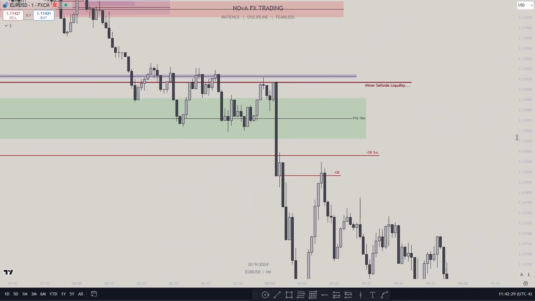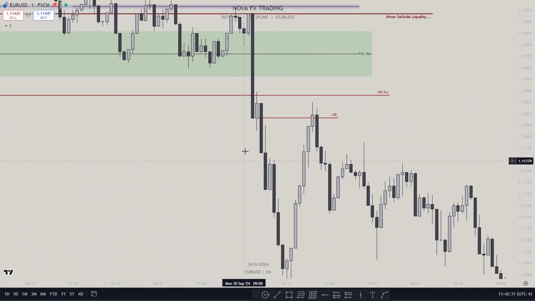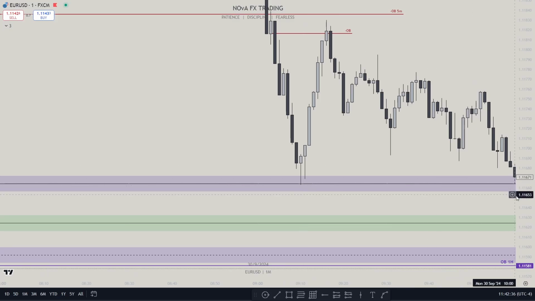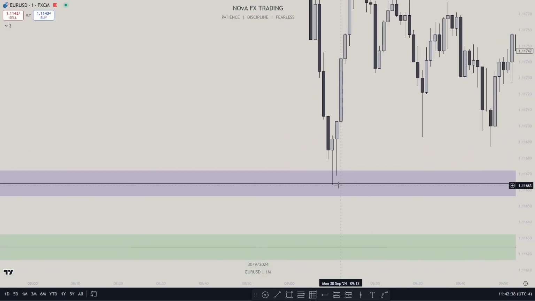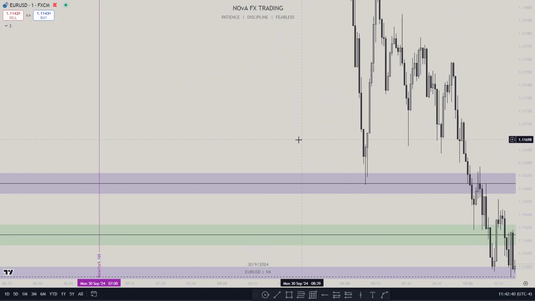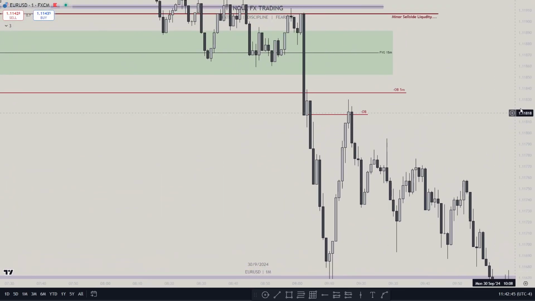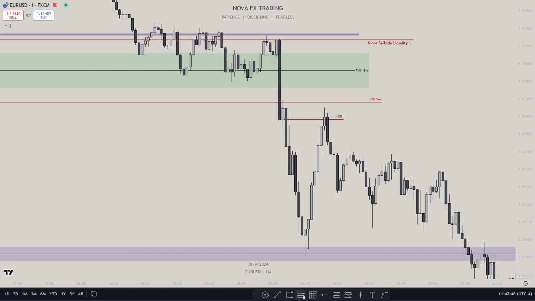So it went down till where? Till the consequent encroachment of this fair value gap. Look how accurate that is to the consequent encroachment of that fair value gap. And then it retraces above. Now you should be answering to where it's going to retrace. Think about it. Obviously it's going to go till the premium. That's the high, that's the low.